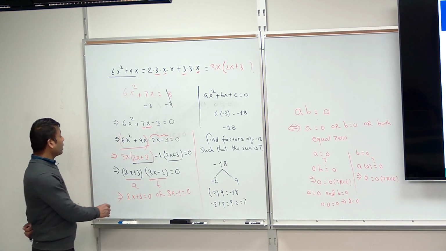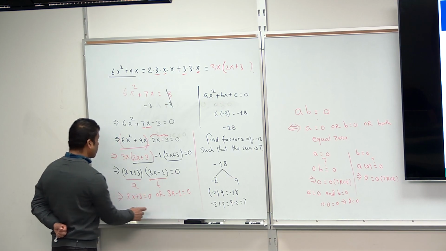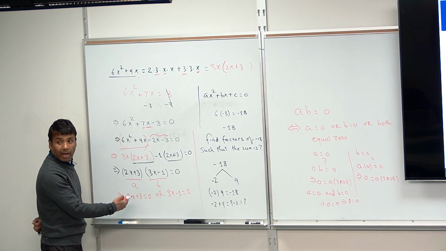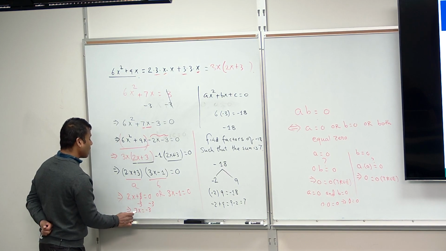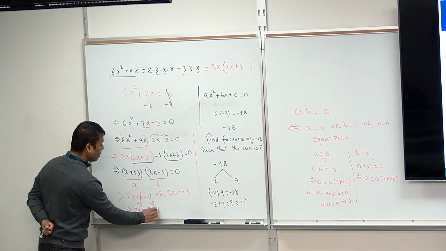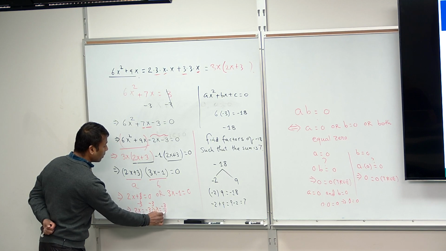And now, if 2x plus 3 equals 0, we are trying to find the value of x, right? You subtract 3 from both sides, you cancel them, right? So 2x equals negative 3. So that will give you x equals negative 3 over 2, right?